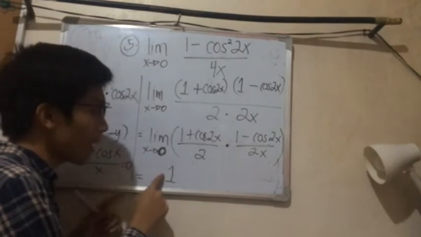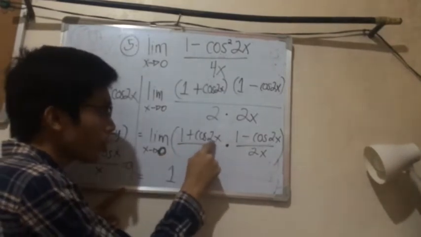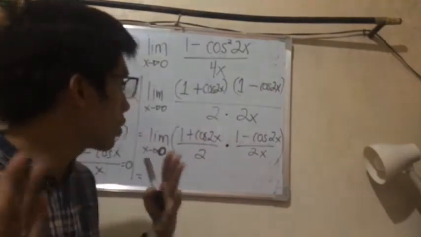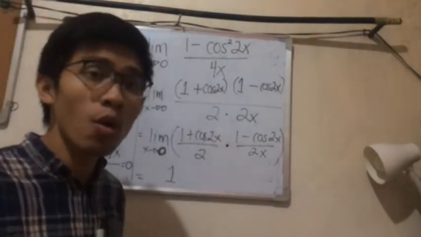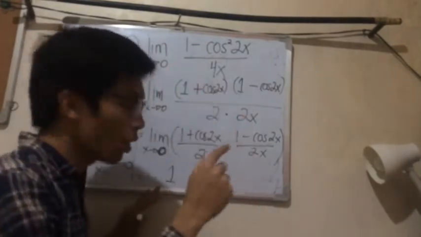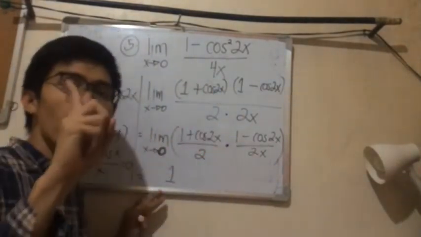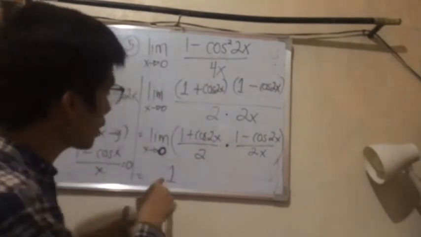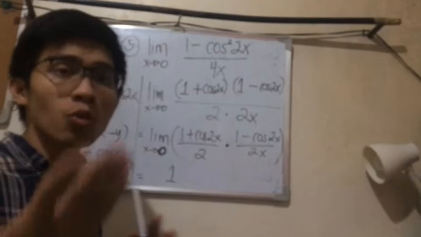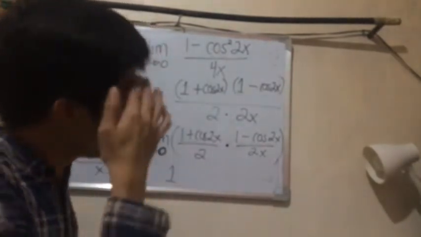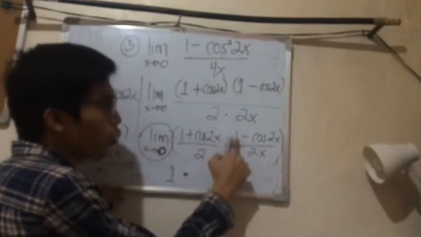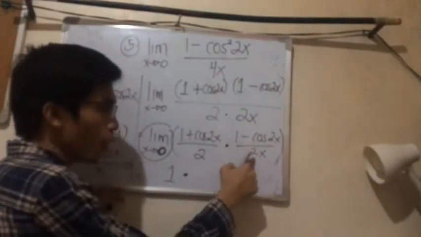Again, how did I make it 1? You substitute 0 here, 2 times 0 is 0. Cosine 0 is equal to 1. 1 plus 1, we have 2. 2 divided by 2, we have 1. And the limit of 1 as x approaches 0 is 1, by the constant rule. Okay? Times this one, the limit of 1 minus cosine 2x over 2x.